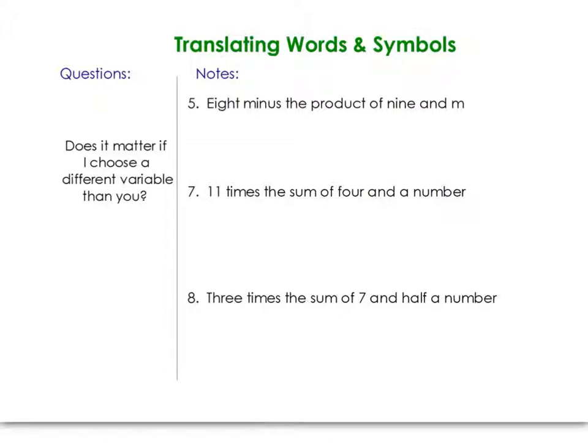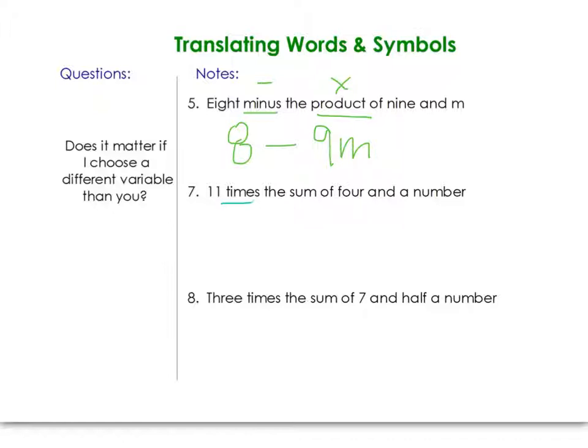8 minus the product of 9 and M. So these are getting a little bit bigger. Minus product 9 and M. So you have 8 minus the product of 9 and M, or 9 times M.